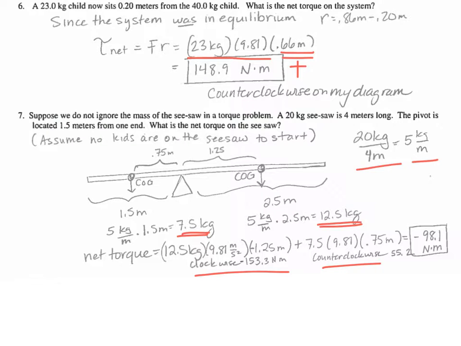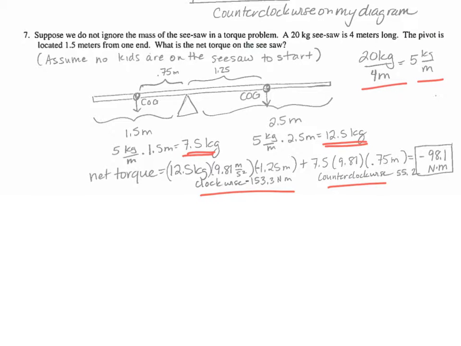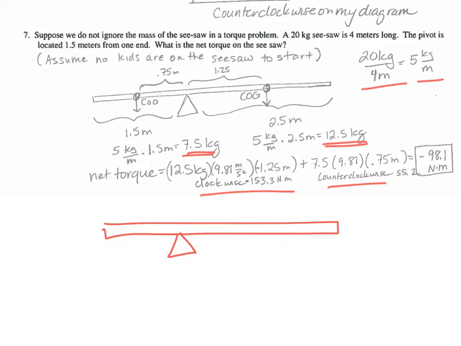There's actually a simpler way to solve this, and I'm going to do that now. I'll redraw the problem. The pivot is 1.5 meters from one end, so this is 1.5, and we know that the whole seesaw is 4 meters long. Now we're going to boil this down to just one torque, which is one of the things I love about physics: being able to simplify things to their very core.